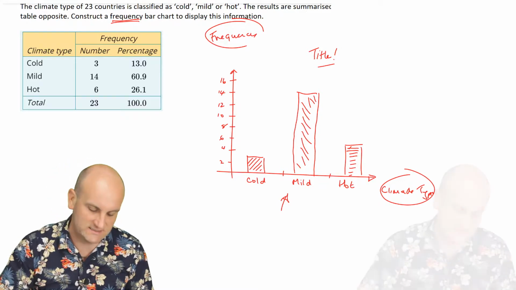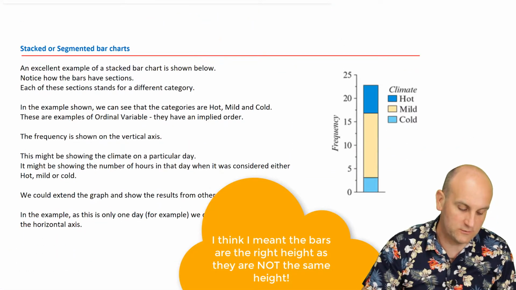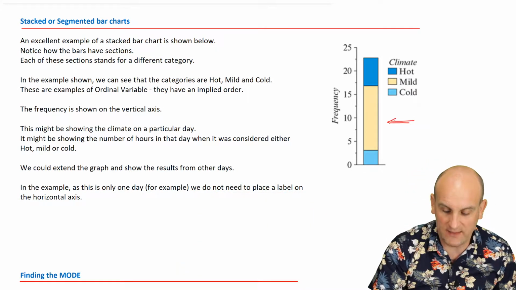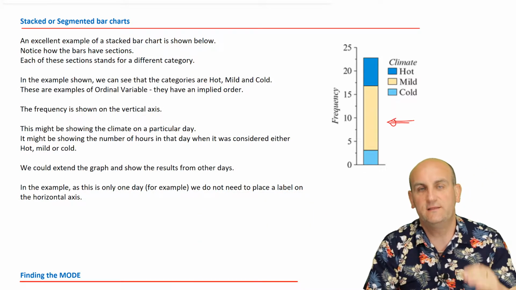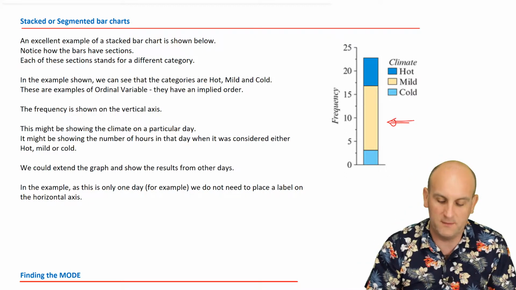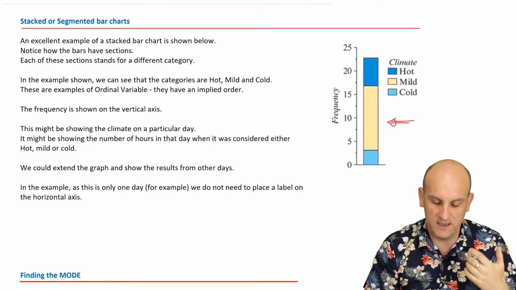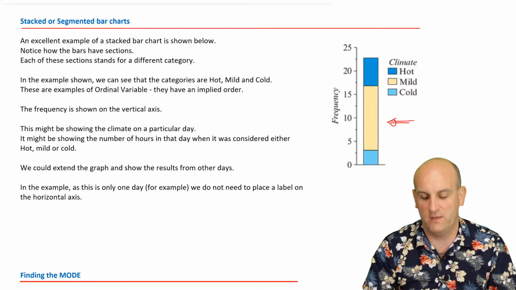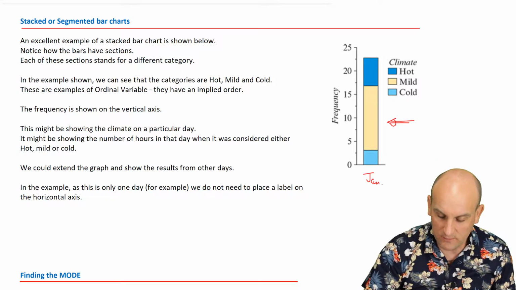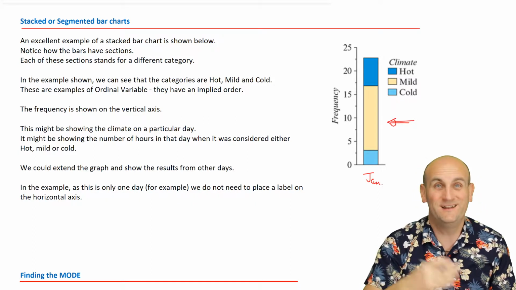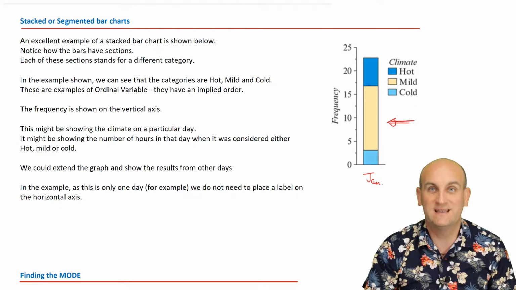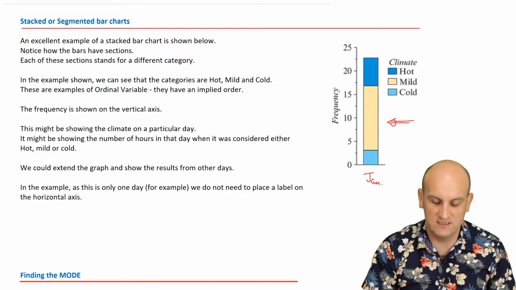I am so impressed. Now, earlier on, I talked about something called a stacked or segmented bar chart. And this is a great example of that. What they do is they take those categories and stack them on top of each other. So, for example, this could very much be the number of days in a month that are classified as cold, mild and hot. And so we could put under here January, for example. If I then went and did February, I would have another stacked or segmented bar chart.